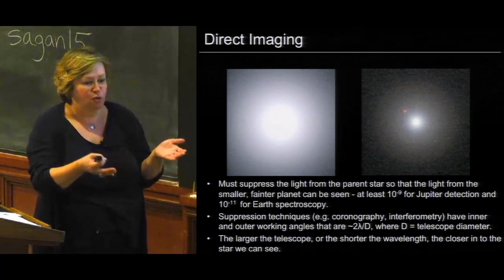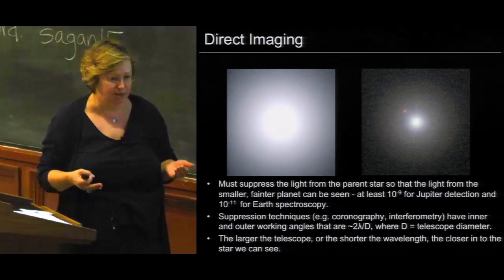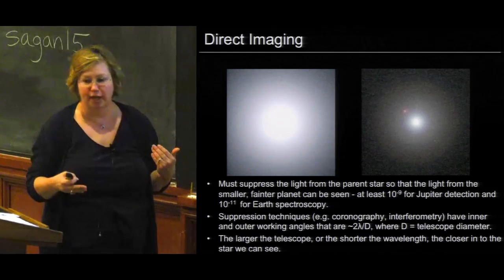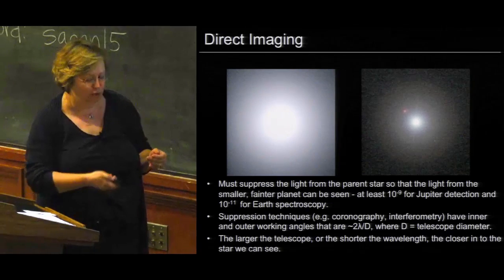So that means that the shorter the wavelength, the closer into the star we can look, and also the bigger the telescope, the closer into the star that we can look. And the reason we want to look close into the star is that tends to be where the habitable planets are. And so trying to push in the inner working angle is a very important part of what we're doing.